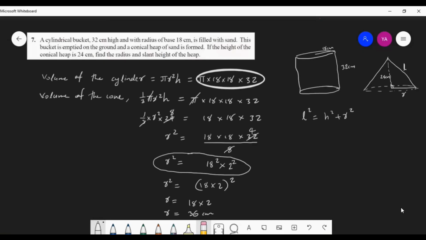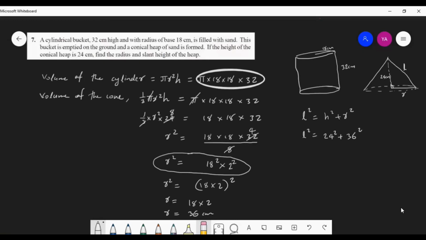So how will it come? H is given as 24. So 24 square plus r square. We got r is equal to 36. So 36 square. So here also we can apply some tricks. Otherwise what we'll have to do is find the square of 24 and the square of 36, then add, then find the square root of that number to get the value of L. It will take some time, so we can apply some tricks here.